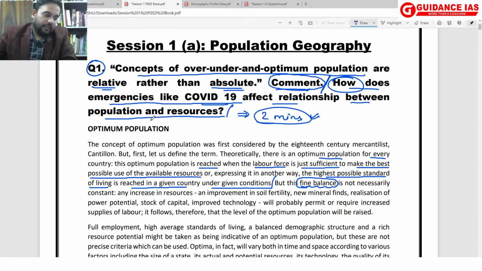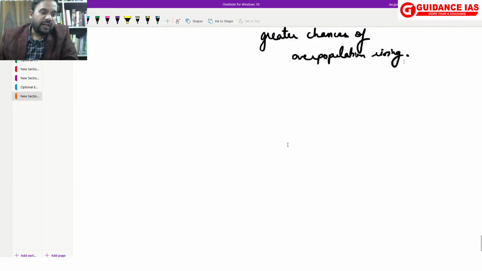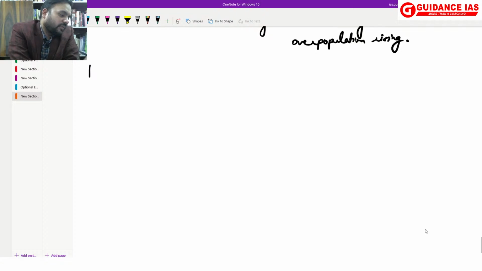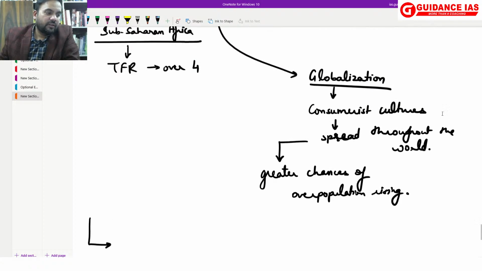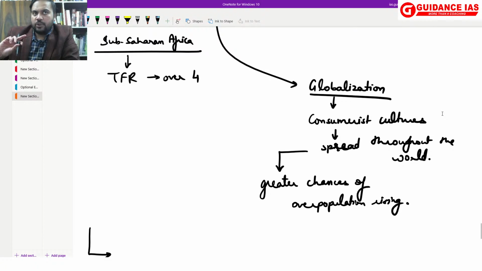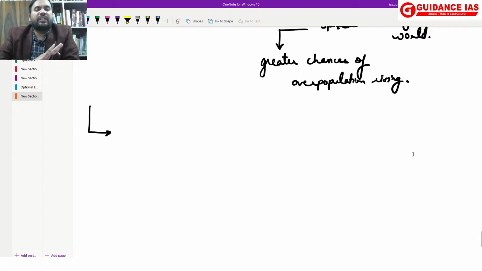Okay. So the question is asking, how do emergencies like COVID-19 affect the relationship between population and resources? So COVID-19 is basically what? It is an emergency situation. It is a pandemic which has been caused worldwide. I have talked about here how they are relative. Can I say I should ideally write one statement which connects part 1 with part 2? Otherwise it would look like a very mechanical type of answer.